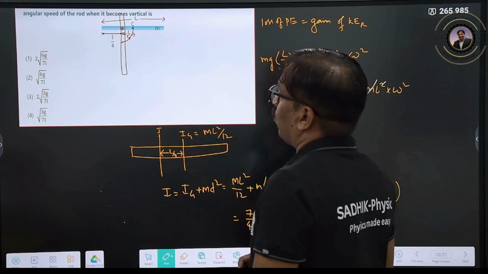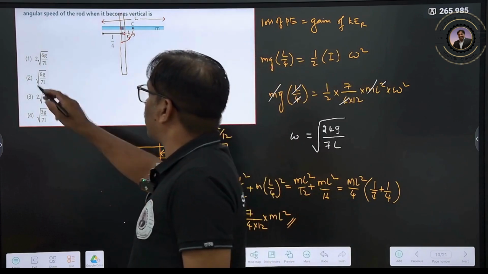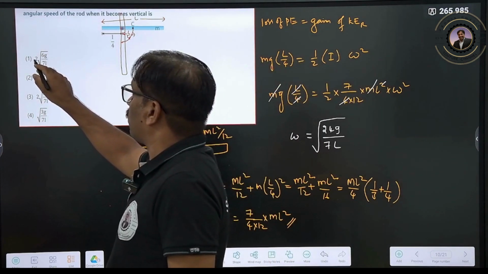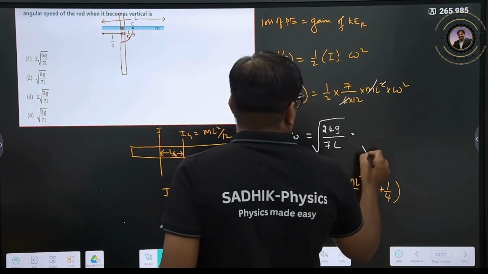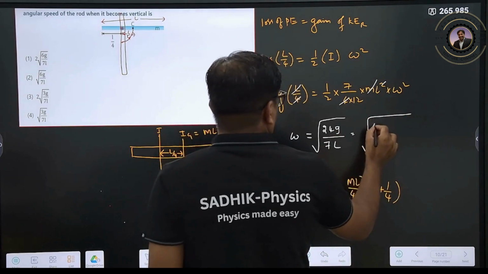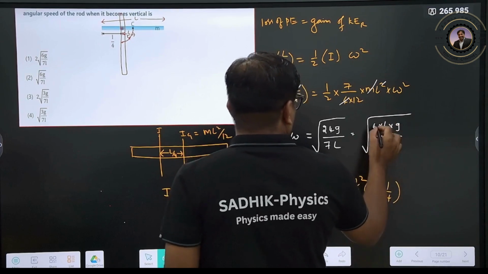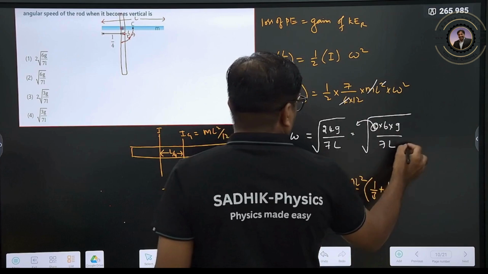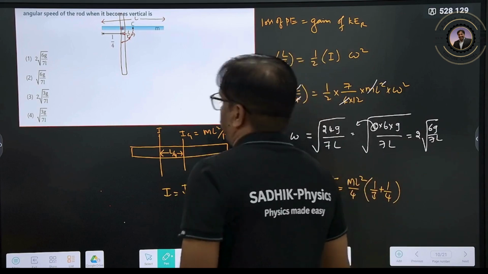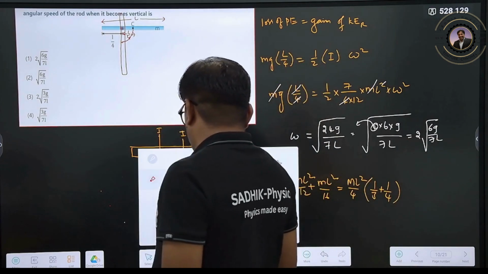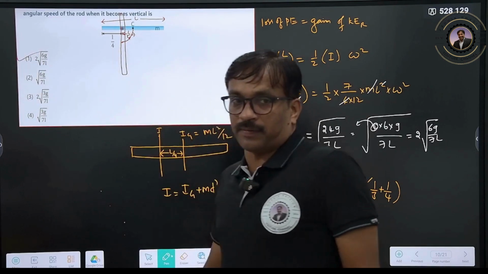Right? 24. So you can take it as 2 here, no? Therefore, 2 if it is inside onto this one, or you can rewrite it as 2 into g by 7L, with the 4 taken out, no? It will be nothing but 2 into 6g by 7L. This will be the correct answer, first option.